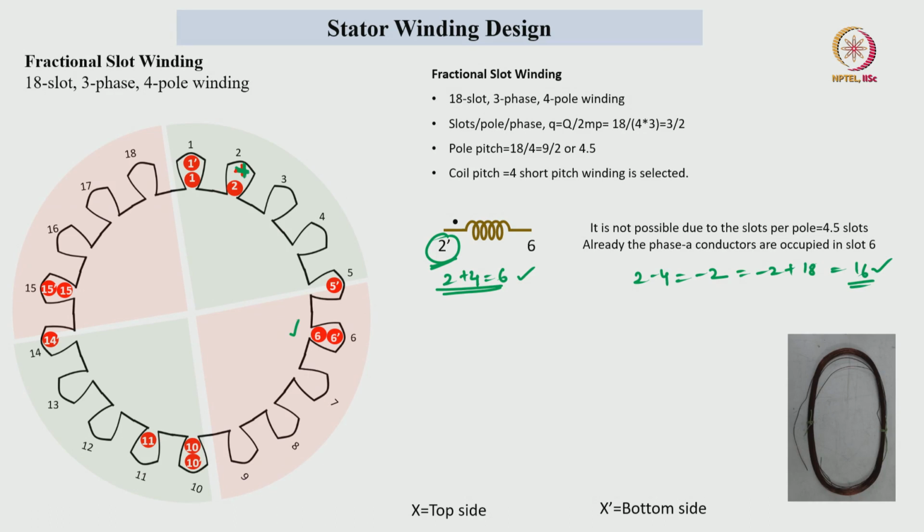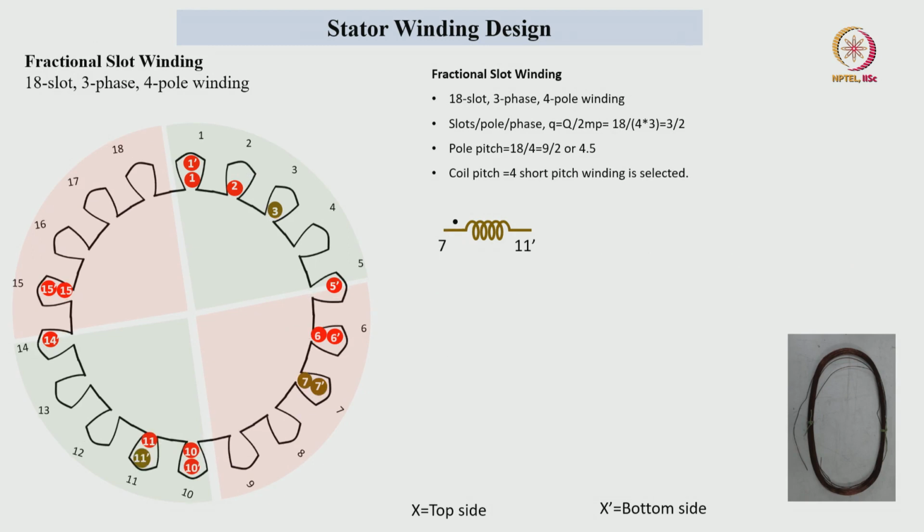Now, we will see the conductors which are going in the forward manner. We will place the conductors in the next slot, that is, the third slot and 7th slot are filled with one coil, and the 7th slot top side and 11th slot bottom side we will place the conductors, because if we place the conductors at the bottom side of the third slot, then 3 plus 4 is 7, and already one conductor is placed in the 7th slot in a forward direction. The next conductor should go in a backward manner.